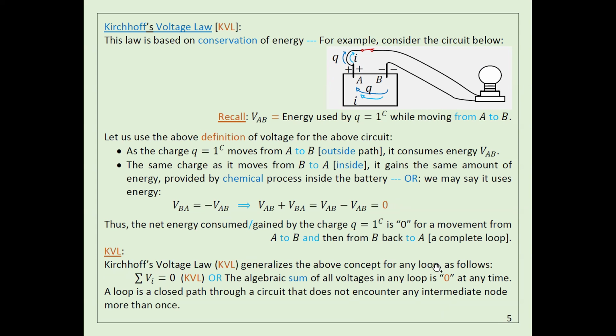So I'm gonna tell you what I mean by loop. For any loop in the circuit, the summation of the voltage should equal 0 at any time. So what do you mean by a loop? A loop is any closed path through a circuit that does not have an intermediate node.